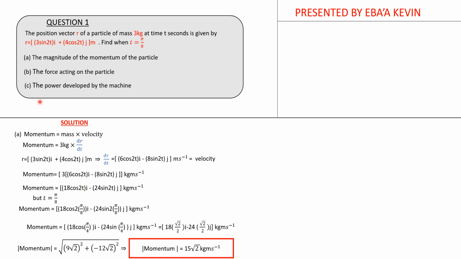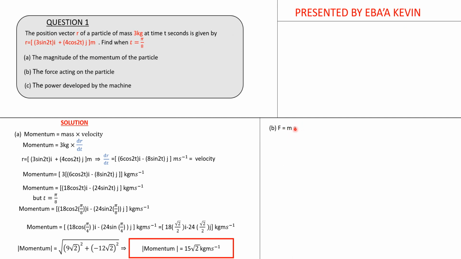Let us now move to the B part of the question, where we are asked to find the force acting on the particle. The B part is still the same stuff, but here you have to know some basic formulas. Knowing the formula for the force, which is equal to the mass times the acceleration, you can easily get the force being asked in the B part of the question. So I'm saying that the force is equal to the mass times the acceleration.